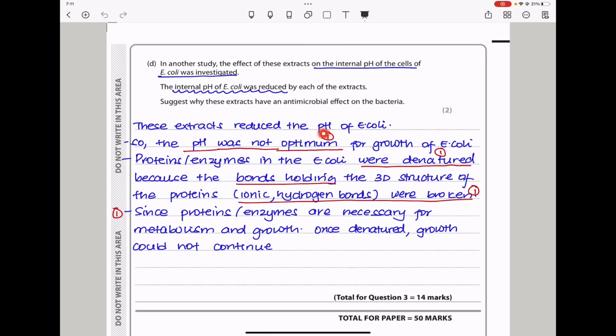Here they say that the internal pH of the E. coli was reduced, and we know change in pH affects enzymes, so I say the pH was not optimum for growth of E. coli. This could be because proteins, which are enzymes in the E. coli, were denatured, and denaturation could be the bonds holding the 3D structure of the protein, which is the enzyme, like ionic bonds, hydrogen bonds were broken. Once denatured, growth could not continue.